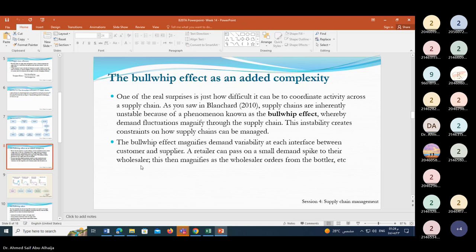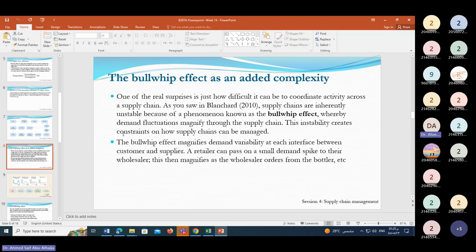Well, bullwhip effect is a problem. We hope that we don't have this problem, but it happens. We may reduce it or minimize it, but at the end of the day, we will always have this problem. Bullwhip effect means what? It means demand fluctuations magnify through the supply chain.